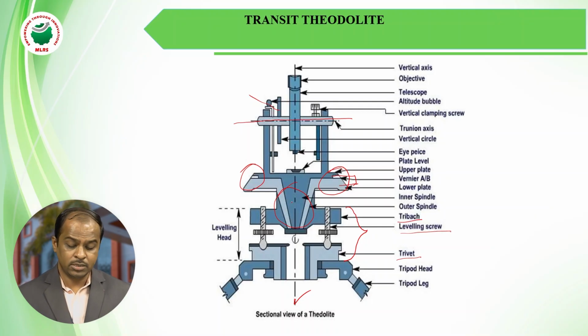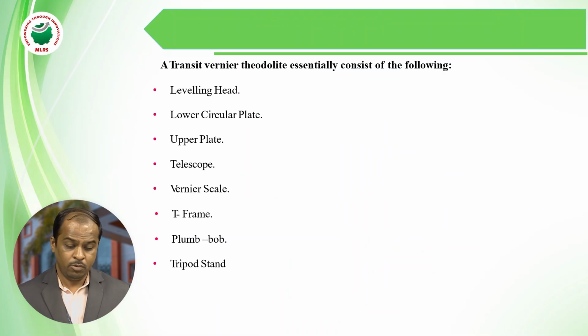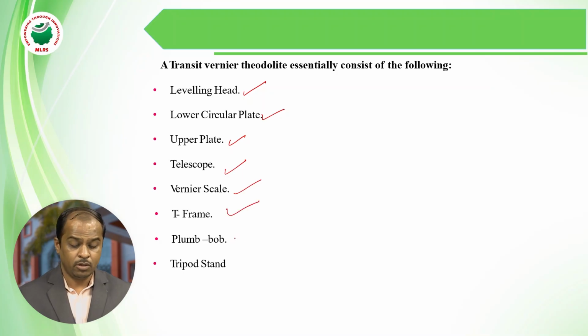The whole instrument is supported on the tripod head and tripod legs. Most clearly, the transit vernier theodolite will have a leveling head, lower circular plate, upper plate, telescope, vernier scale, T frame, or sometimes we call it an A frame. Next, plumb bob and tripod stand.